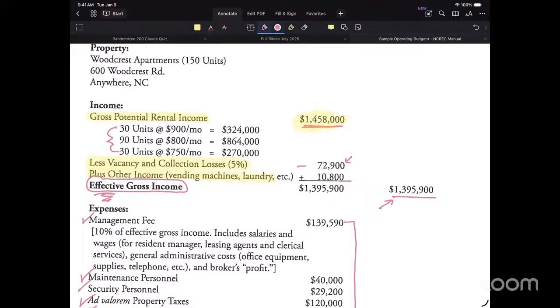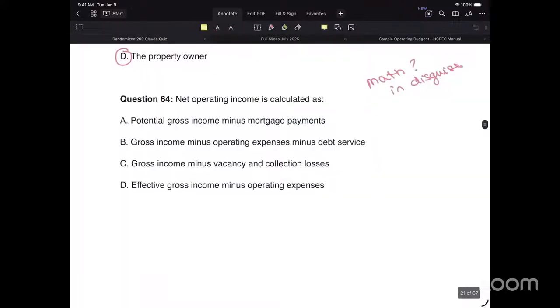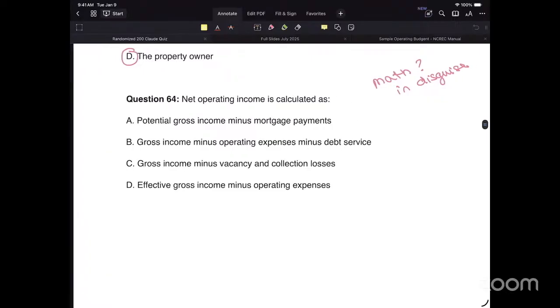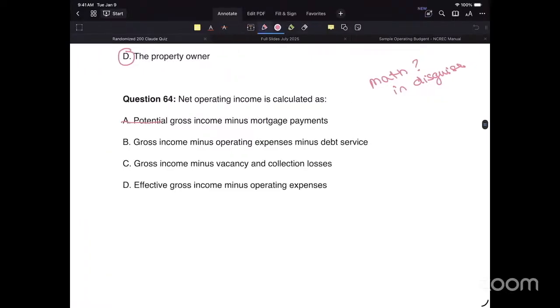So going back to our questions: net operating income is calculated as potential gross income minus mortgage payments. Nope, we don't use mortgage payments in NOI. Gross income minus operating expenses minus debt service? Well, once again, debt service is mortgage payments, so no.